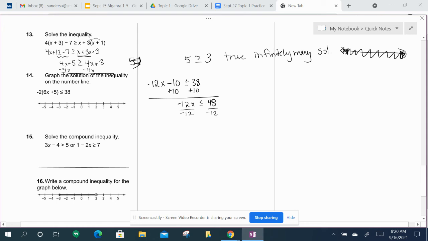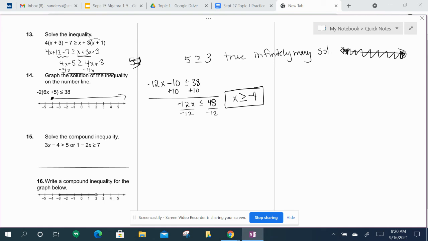Then I'm going to divide by negative 12. Uh-oh, red flags, bells, whistles, stuff should be going off in your head because I've got an inequality and I'm dividing by a negative number. That means I have to flip my symbol, and then 48 divided by negative 12 becomes a negative 4. So because it's a greater than or equal to, I'm going to put my boundary dot at the negative 4, and it's going to be closed in. And this says I want x's that are greater than or equal to negative 4, so I'm going to shade to the right.